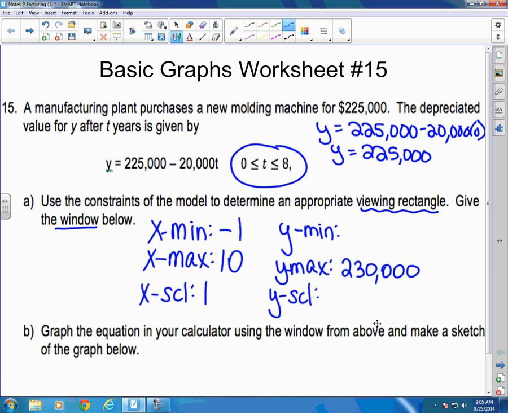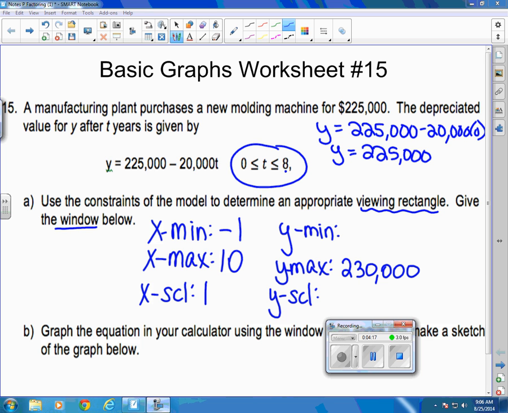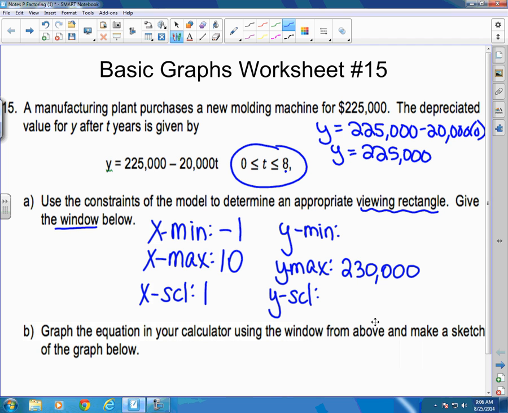I know that is the max because it has to start at its maximum amount of money, and it's only going to depreciate from there. The minimum amount will eventually be worth 0. Again, you could also plug in the 8 if you wanted to and find out the exact value, which would be easy to do. Go for it, you can do that.